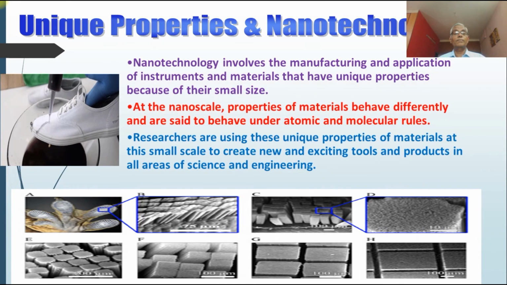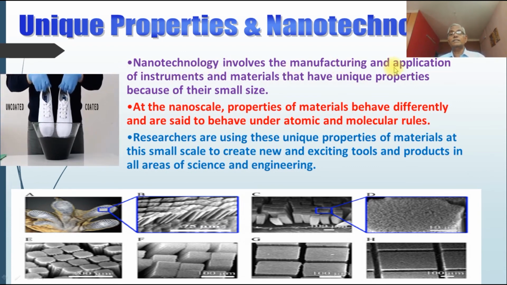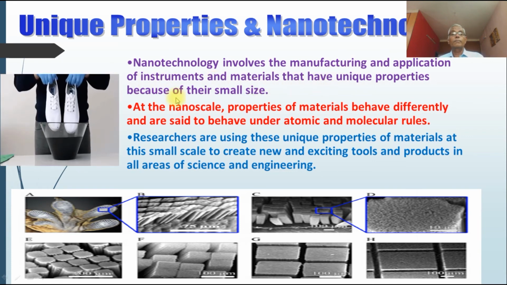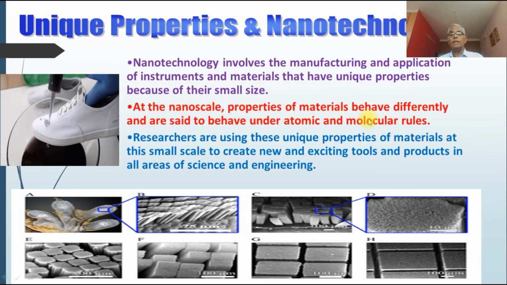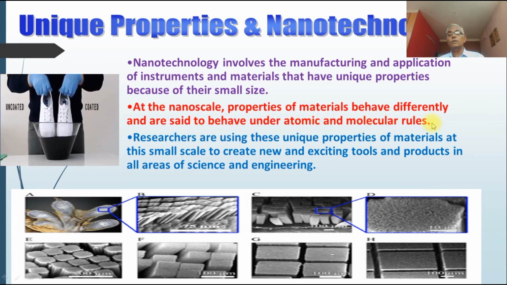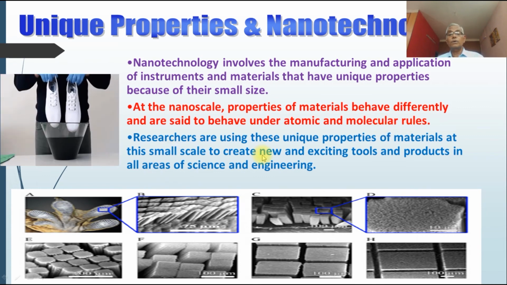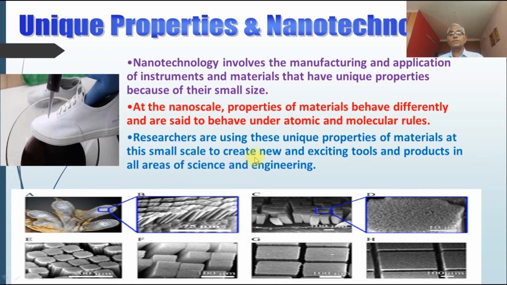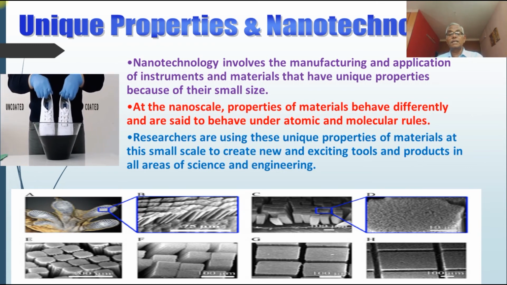Yeah, this is an example of nanomaterial coating. Nanotechnology involves the manufacturing and application of instruments and materials that have unique properties because of their small size. At the nanoscale, the properties of the material behave differently and are said to behave under atomic and molecular rules, because we are directly going to their level. So the unique properties of material at small scale create new and exciting tools and products in all areas of science and engineering.